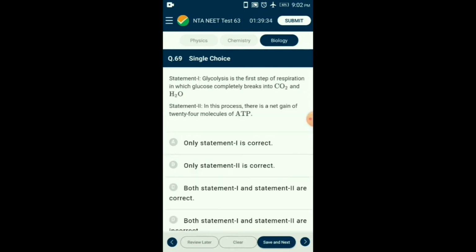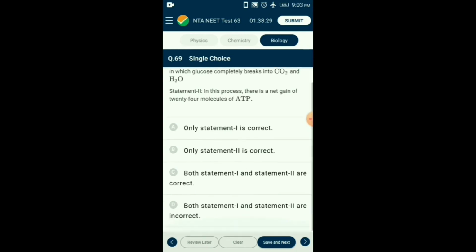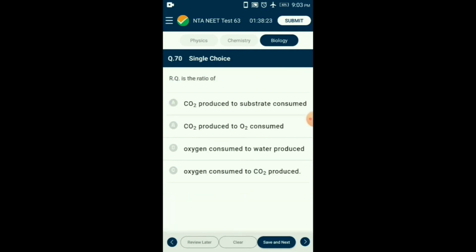Question number 69. Two statements are given. Statement 1: glycolysis is the first step of respiration in which glucose completely breaks down into carbon dioxide and H2O. Statement 2: in this process, there is a net gain of 24 molecules of ATP. From the given two statements, both statement 1 and statement 2 are incorrect. So the correct option for this question is option D. Question number 70.